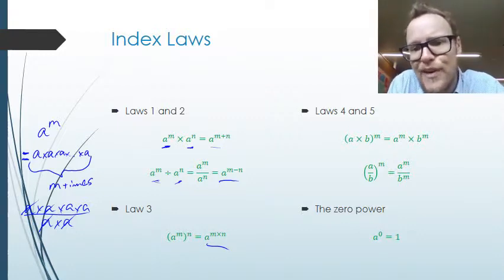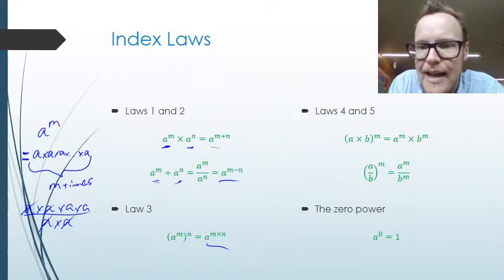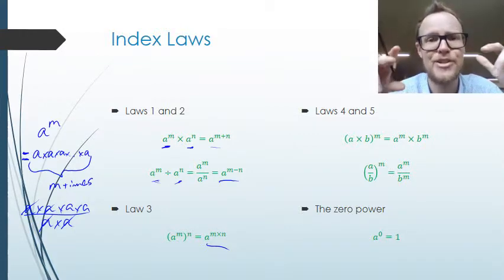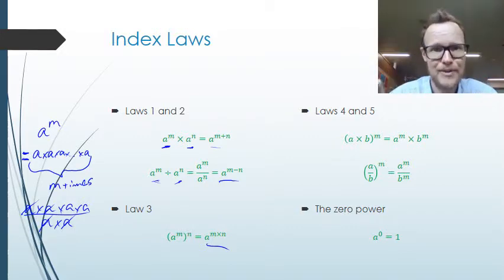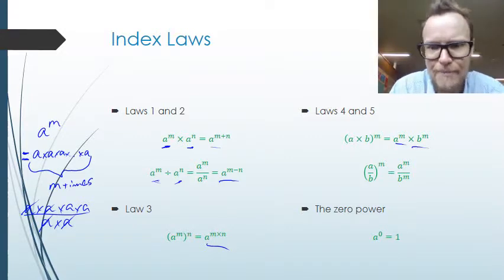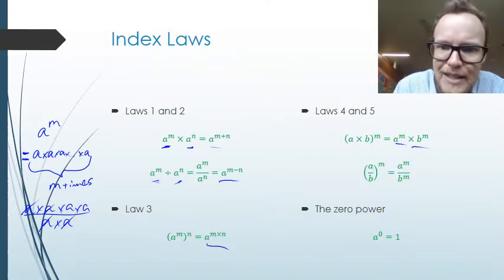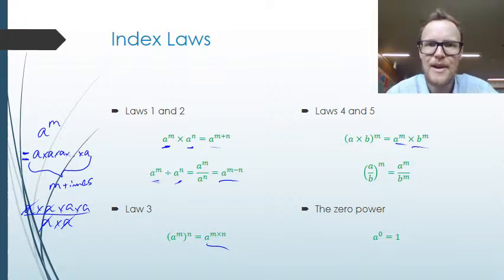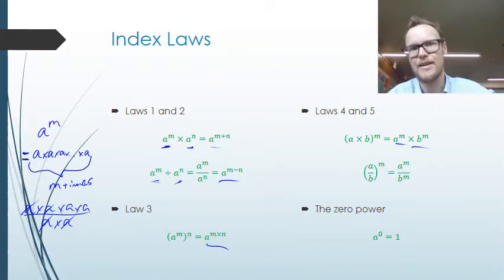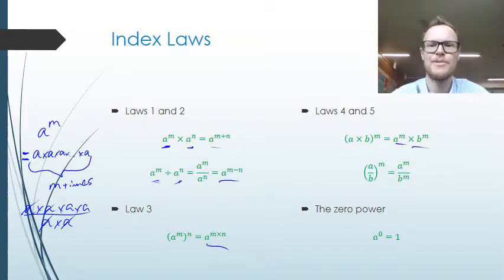Now for index laws 4 and 5, we can see that if I've got a times b to the power of m, that's the same as having m a's and m b's. And it doesn't matter which order we multiply them in, because multiplication is commutative. So I can just separate those a's and b's out, and it's the same as having a to the power of m times b to the power of m. And it's the same with dividing. If I've got a over b to the power of m, I've got a times a across the numerator of my combined fraction, and b times b all along the denominator.